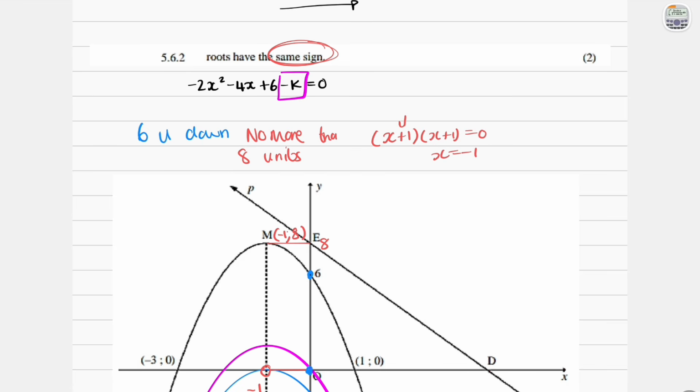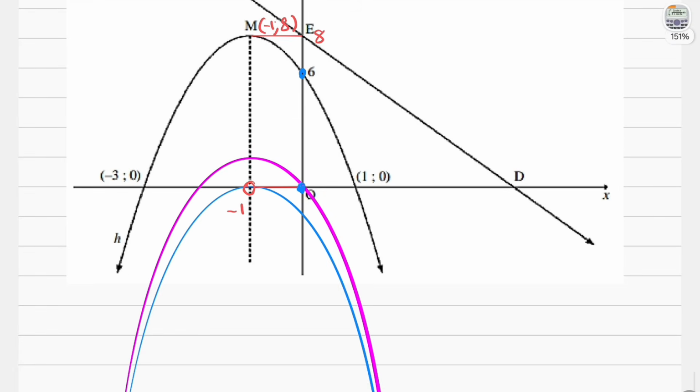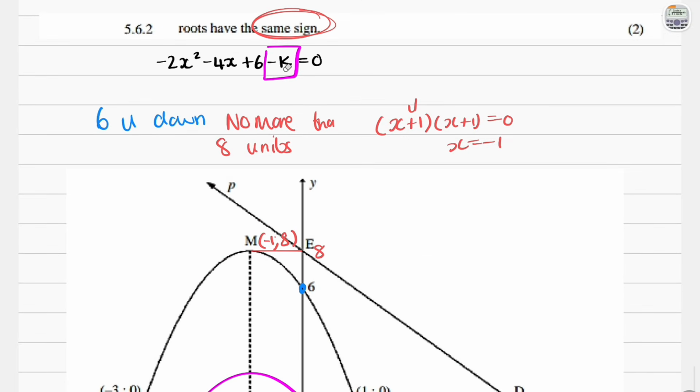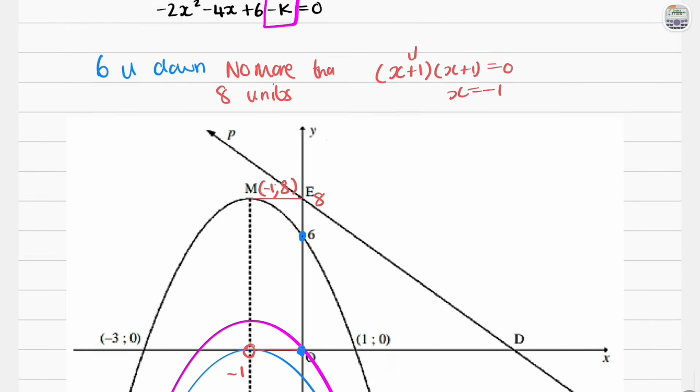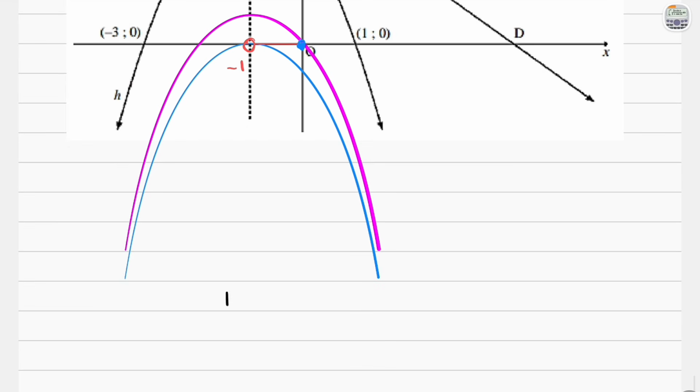And now we just need to write what that would mean for this negative k. We are at an advantage here because this says negative k and we need to move the graph down. So we know it's already moving down. That means k cannot be exactly 6, unfortunately, because once you move it exactly 6 units down, it has a root of 0 and then a negative root. So k needs to be greater than 6, but less than or equal to 8.